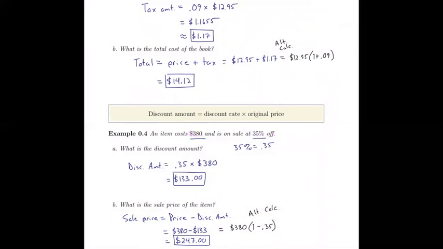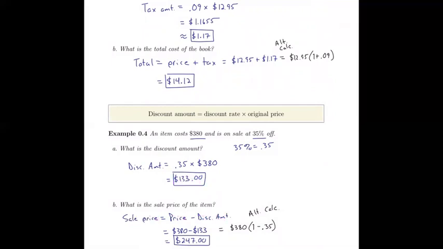Okay, first thing we'll do, convert 35% to a decimal, 0.35. Very good. Now we'll multiply the rate, discount rate, times the full price, and that gives us $133. That's our discount amount. That's the amount we'll take off the price. So we know that the total price, or the sale price, is the original price minus the discount amount, this being the discount amount.